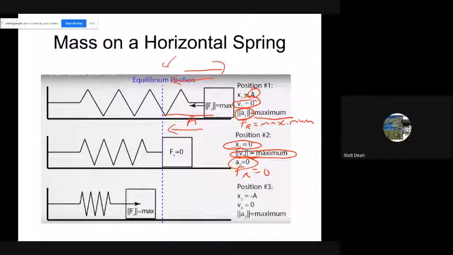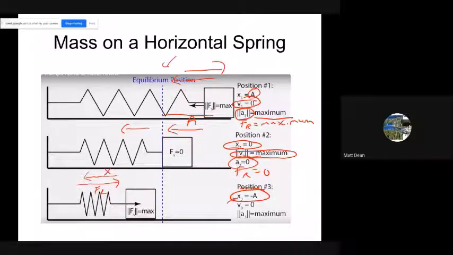So the box continues to move. And now it starts to bunch up, compress the spring. So now the displacement is this way, which means the restoring force is going to be this way. And as that displacement gets bigger and bigger, the restoring force gets bigger and bigger, and the acceleration gets bigger and bigger. So eventually the box gets back to its maximum displacement, its amplitude.